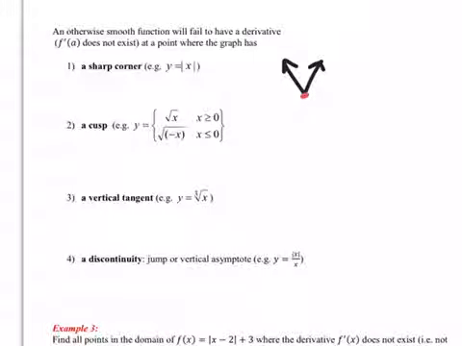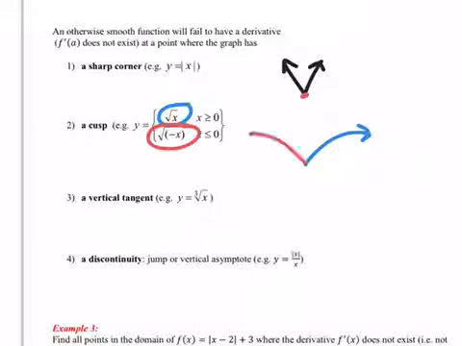A cusp, right? This piecewise function, this piece, square root of x, and this piece, square root of negative x, would look like that. And at this point, there's no derivative. That's called a cusp. A vertical tangent line, like the cube root of x. The cube root of x looks like this. Okay, there is no derivative there at that vertical tangent.